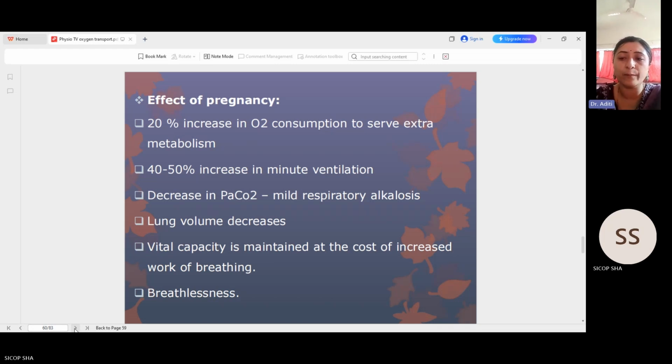So the RR will go up because tidal volume is not going to change that much. The entire onus is placed on the respiratory rate. So there will be increased work of breathing and the patient might experience dyspnea.